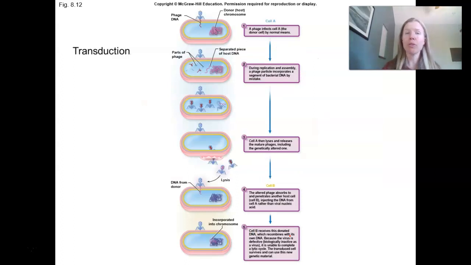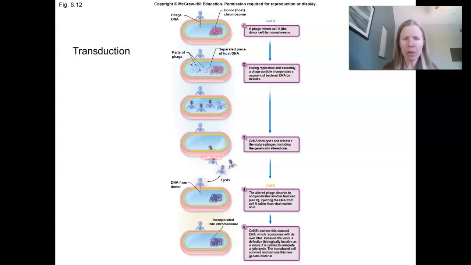Okay, so then the third and final form is transduction. And this is actually when a phage, remember bacteriophages are bacterial viruses. They are viruses that only infect bacteria. So here we see the phage inserting its DNA, and we're expecting then the bacterial cell machinery is going to take over and produce new copies of that phage.